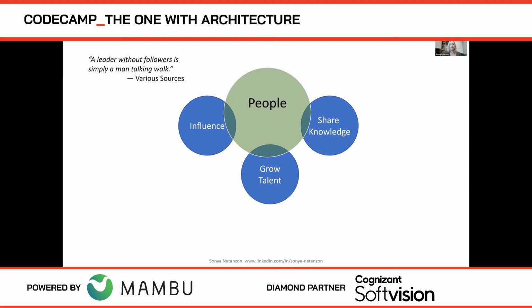Since architects have this information, it becomes incumbent upon them to get the right information at the right time and at the right level to their team in order for them to be successful in their initiatives.